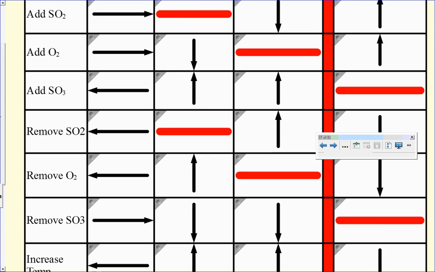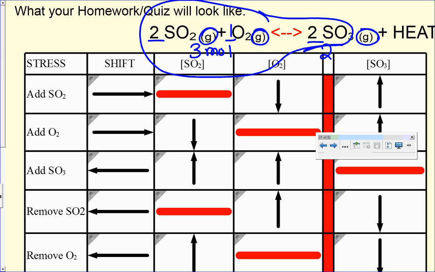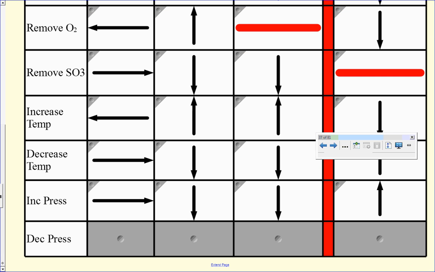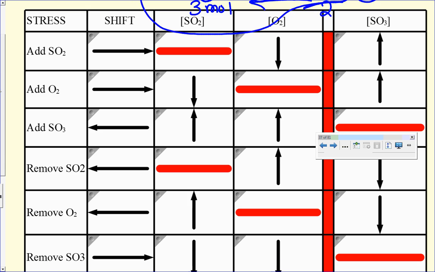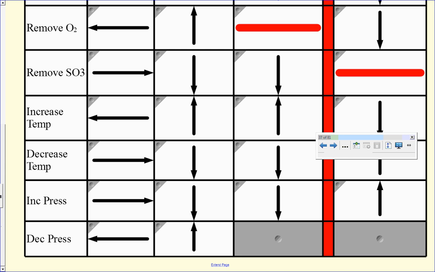If I decrease pressure, I'm going to allow things to spread out. So you can imagine now, moving back in the other direction, allowing things to spread out to the 3 moles of gas. So this is going to cause a shift to the left. And because I'm shifting toward the left, I'm favoring the production of SO2 and O2. So they'll be increasing while SO3 is decreasing.